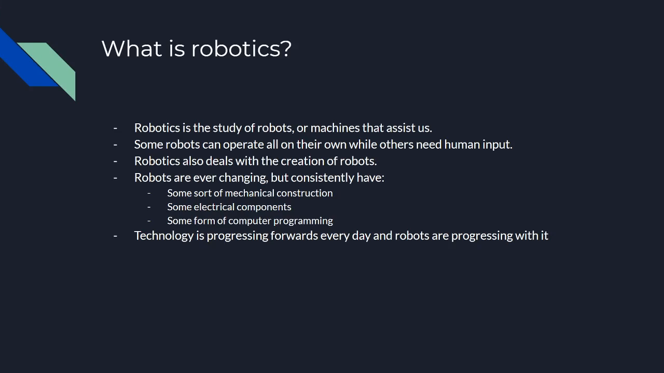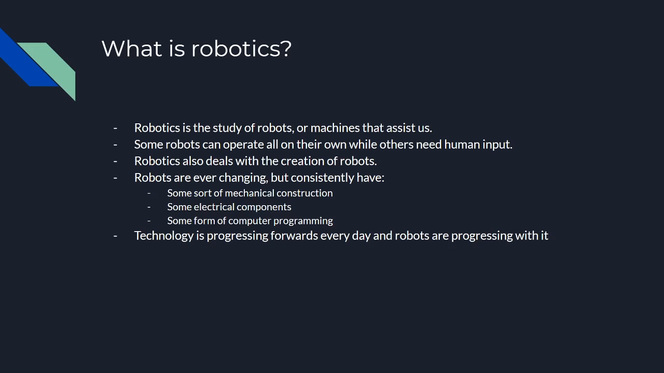So, what is robotics? Well, robotics is the study of robots or machines that assist us. Some robots can operate all on their own, while others need human input. And robotics also deals with the creation of these robots. Robots are ever changing, and they consistently have three things. All robots have some sort of mechanical construction, some electrical parts, and some form of computer programming.